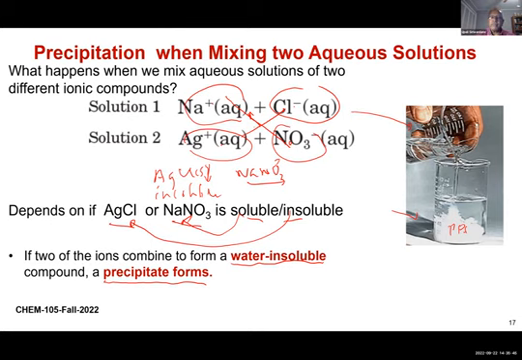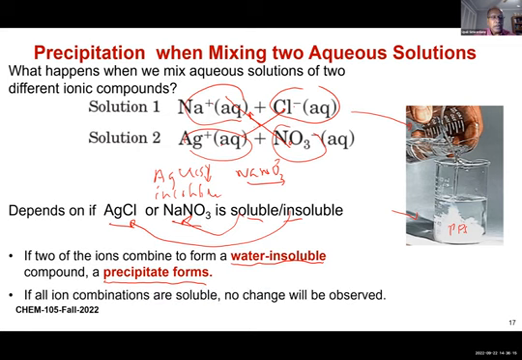At least one of the salts must be insoluble. Both could be insoluble, then there is a mixture of two solids. We avoid a mixture of two solids because we cannot separate them. So we only use the combination where one is insoluble and one is soluble, so we can use filter paper to separate them. We produce salts that way. If all ions are soluble, no change will be observed.